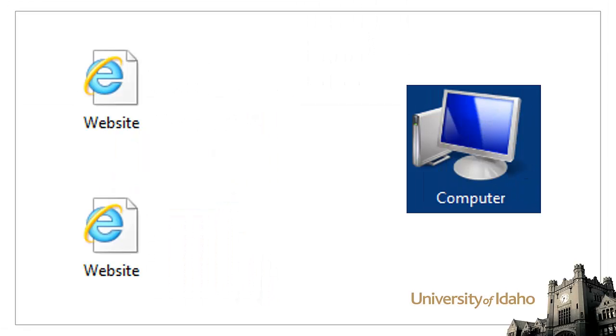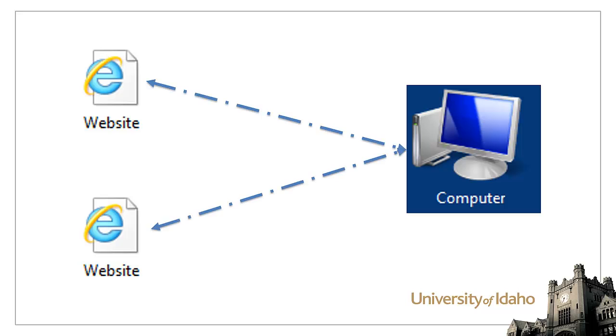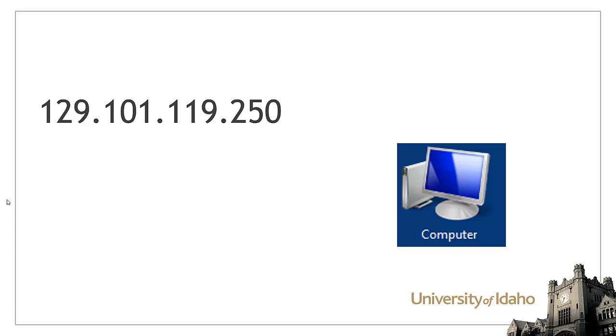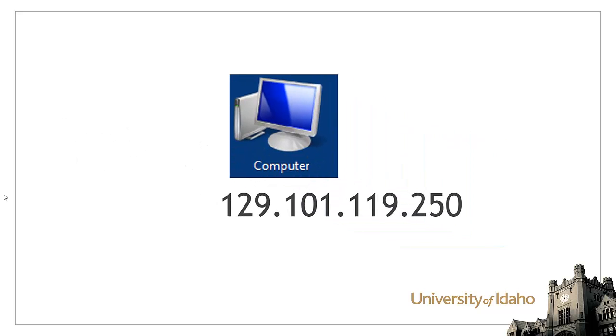Your web browser uses a domain name service, or DNS, to translate website addresses into IP addresses, which computer networks use to find each other. For example, uidaho.edu translates to the IP address 129.101.119.250. To speed up your experience, your device often stores a copy of this information for later use.